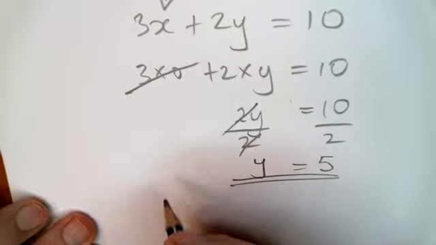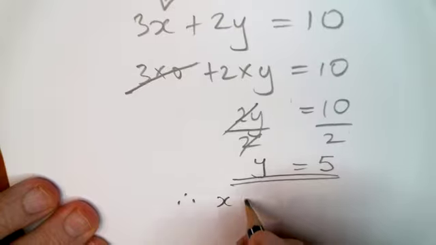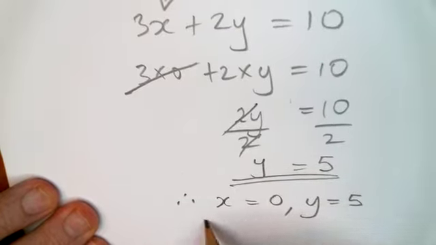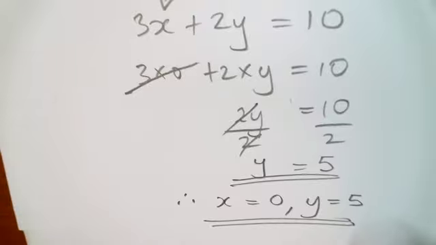So now, therefore, I've got x is equal to 0, y is equal to 5. And there is my solution.